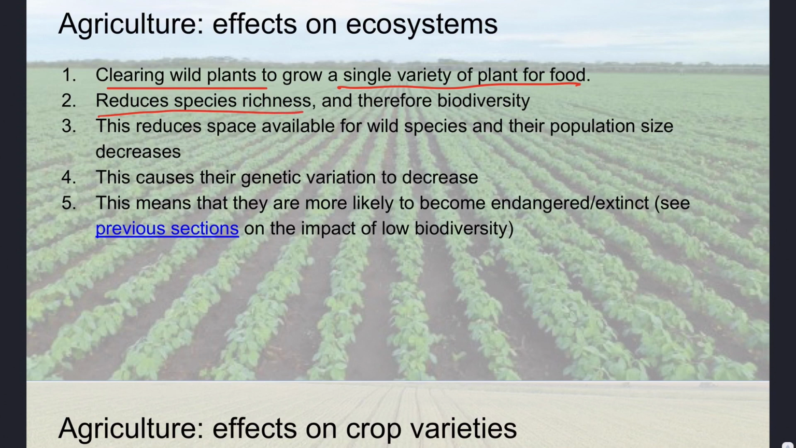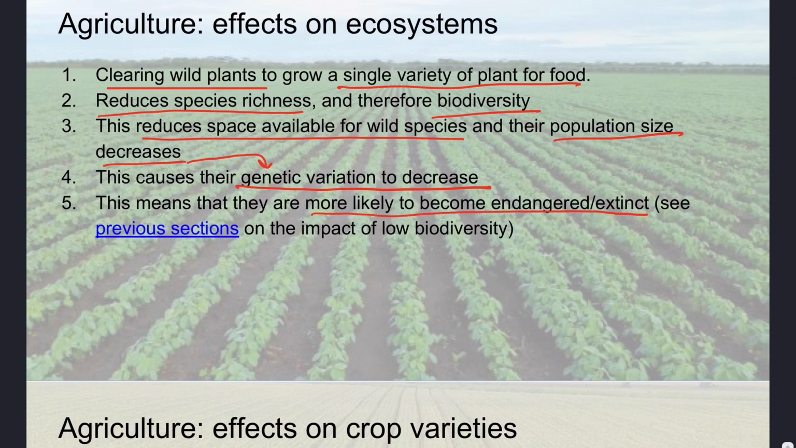This reduces species richness, and therefore it reduces the species biodiversity of that habitat, that area. This reduces the space available for the wild species, and therefore their population size decreases. Because their population size decreases, their genetic variation decreases. Fewer individuals means the potential for fewer different alleles. This means that population is more likely to become endangered or extinct.